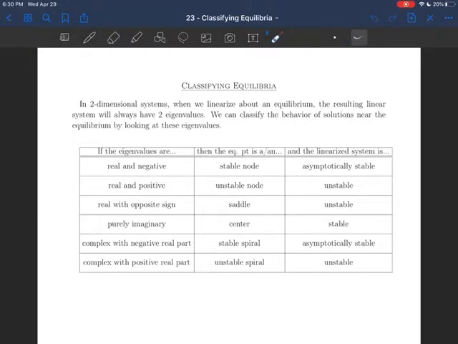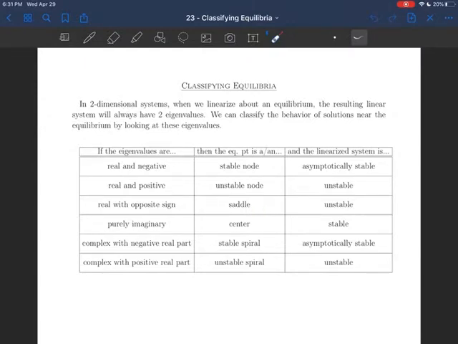If, on the other hand, both of the eigenvalues are positive real numbers, then we get an unstable node. These look exactly the same, except the direction of the arrows is changed. For a stable node, all of the arrows are pointing inward toward the equilibrium. For an unstable node, those arrows are pointing outward. So the system is unstable.